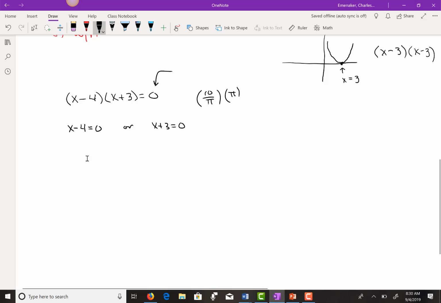One possibility is x equals 4. Another possibility is x equals negative 3. That's why you solve things set equal to 0 and not 10, 1, or anything else.